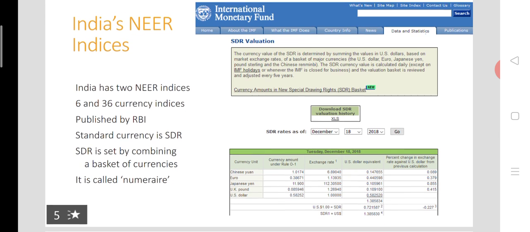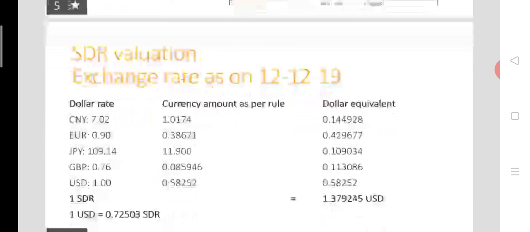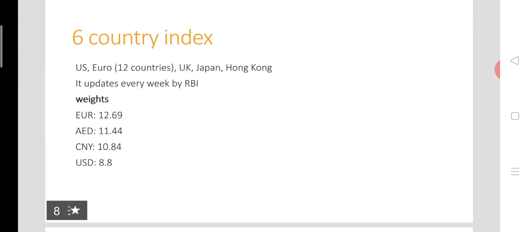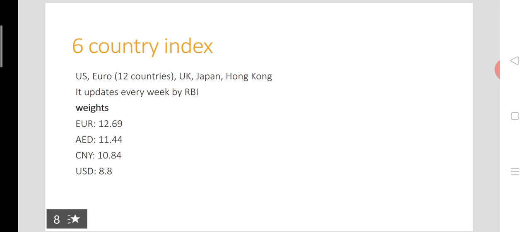Each country calculates its own NEER indices. India has NEER indices too. India has two NEER indices. One is a 6 currency index, and another one is a 36 currency index. In the 6 currency index, the Indian currency's competitiveness will be measured with the 6 currencies, the currencies of the countries with which India has the greater trade relation.